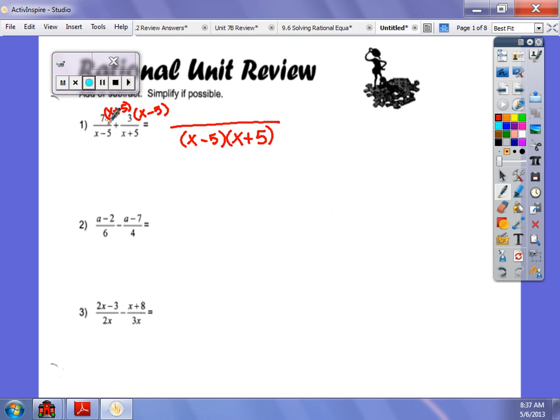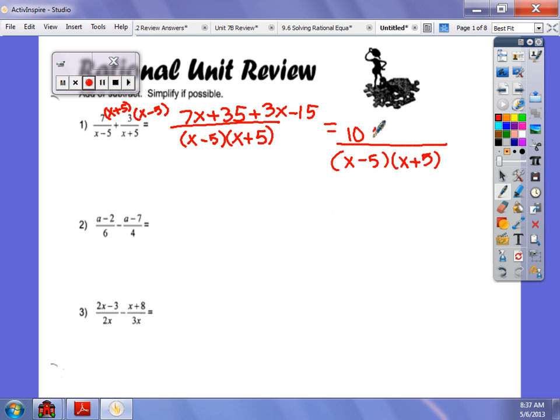So now we will distribute. 7 times x is 7x. 7 times 5 is 35. 3 times x is 3x. 3 times negative 5 is negative 15. So now just combine like terms. And we wind up getting 10x, because our like terms are 3x and 7x, plus 20, because 35 and negative 15 is 20.